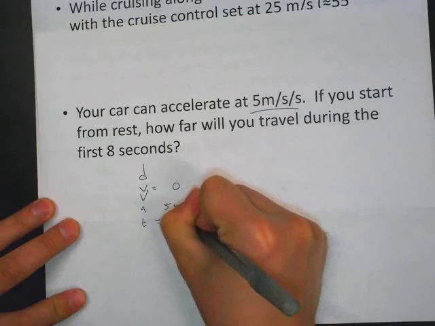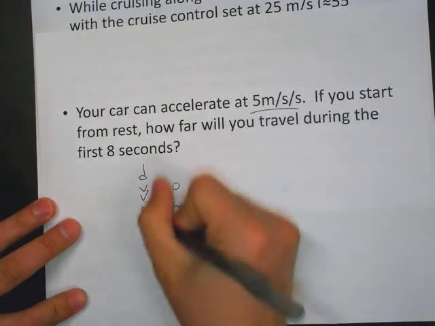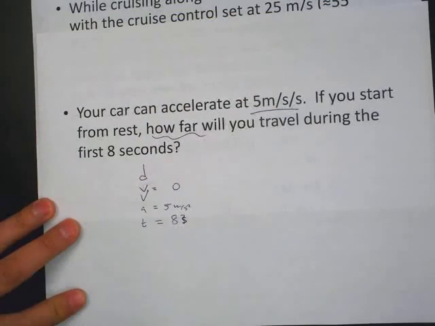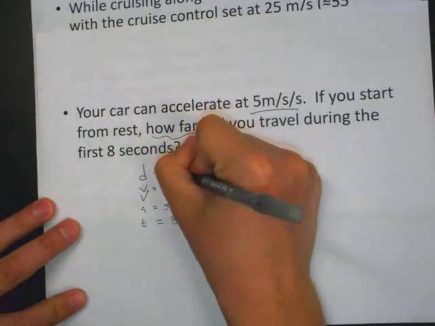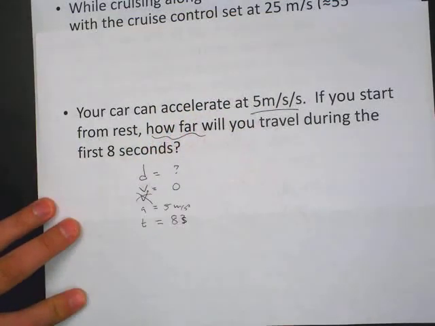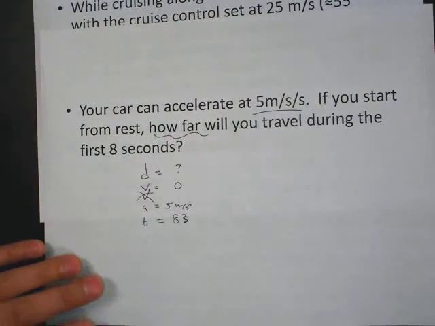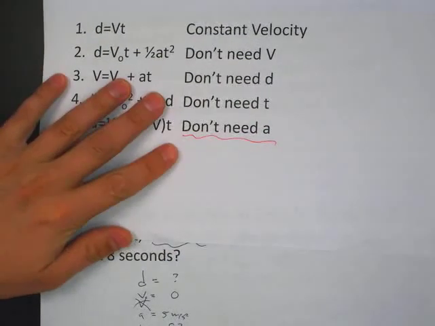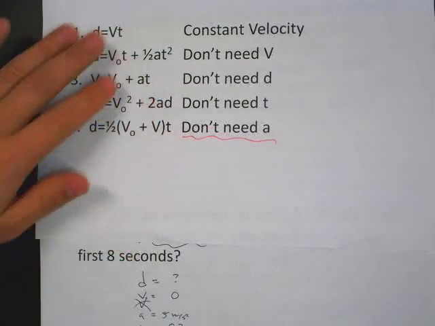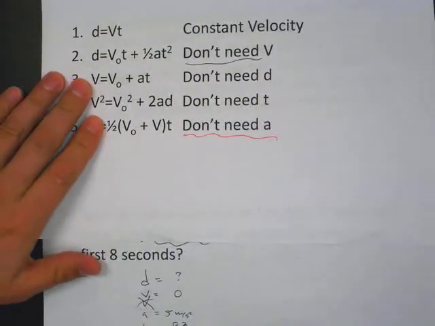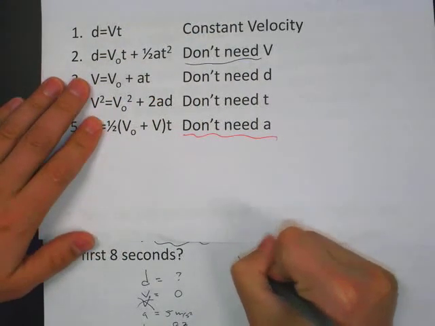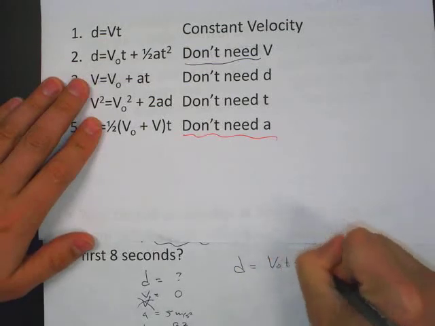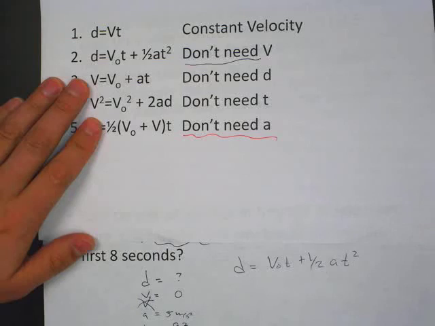That should be a t. And how far, so that's my question mark there. So I'm going to use my don't-need-v equation. Now, don't-need-v seems like kind of a scary equation. It's this one up here, probably the scariest of the bunch, but that's okay. d equals v naught t plus 1/2 a t squared.